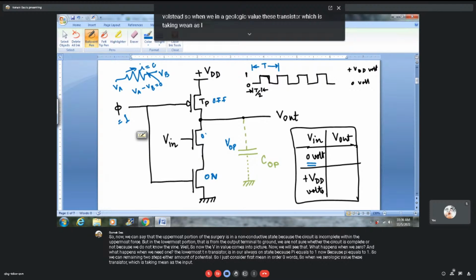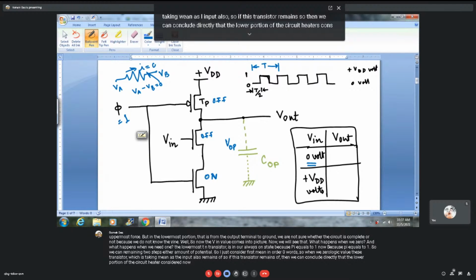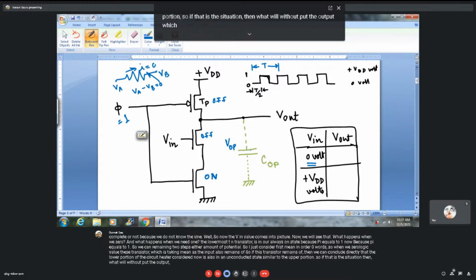So if this transistor remains off, then we can conclude directly that the lower portion of the circuit which was considered now is also in an unconductive state, similar to the upper portion. So if that is the situation, then what will be the output? The output, which was already charged up to a potential equivalent to plus VDD, retains this charge.